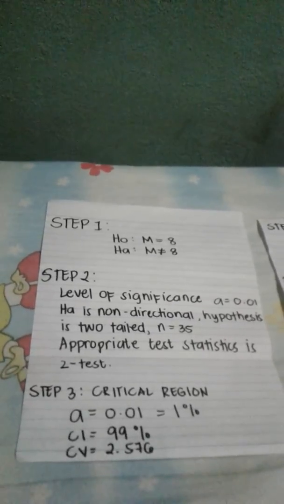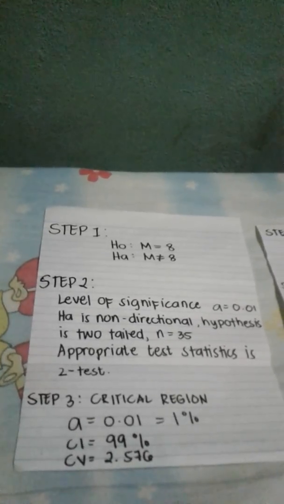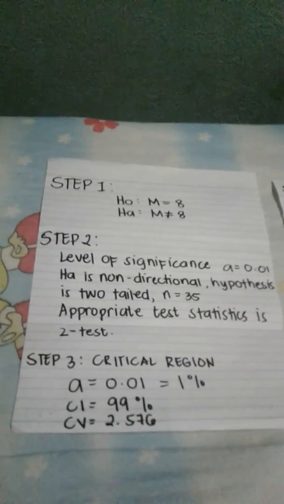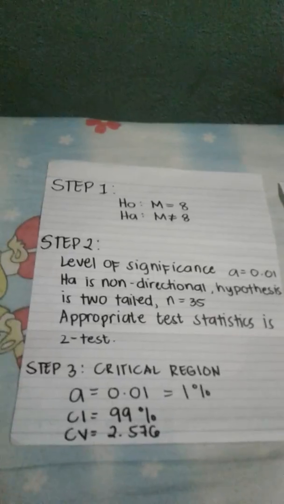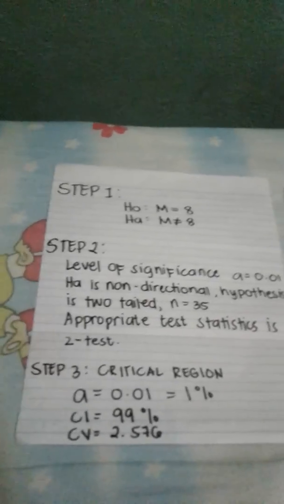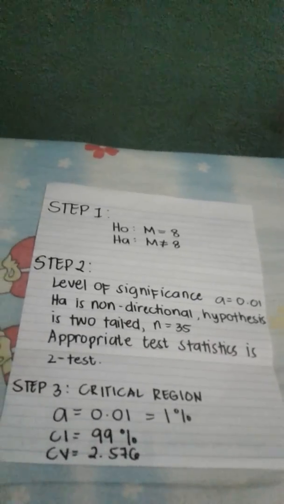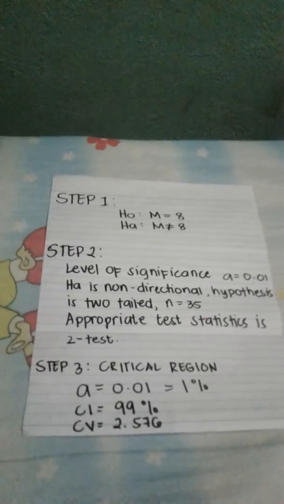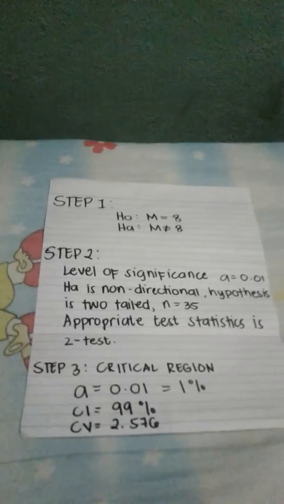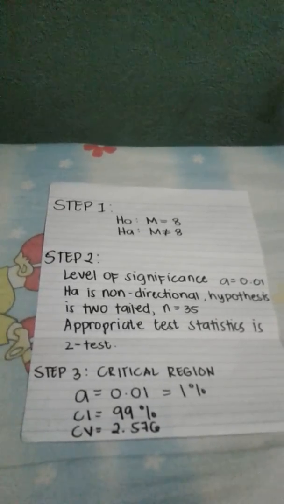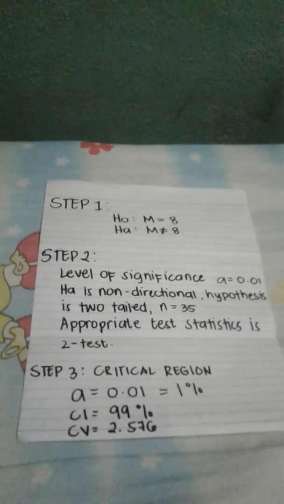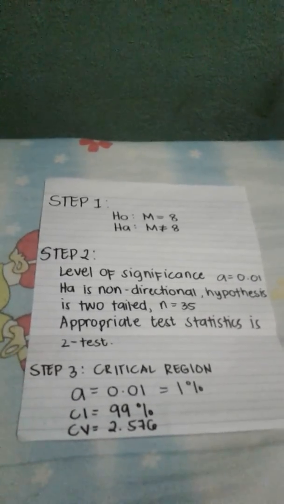Step 1, null and alternative hypothesis. H0, μ is equal to 8. Ha, μ is not equal to 8. Step 2, you need to identify the level of significance. The level of significance, α, is equal to 0.01. Ha is non-directional. The hypothesis is two-tailed. n is equal to 35, and the appropriate test statistic is the z-test.